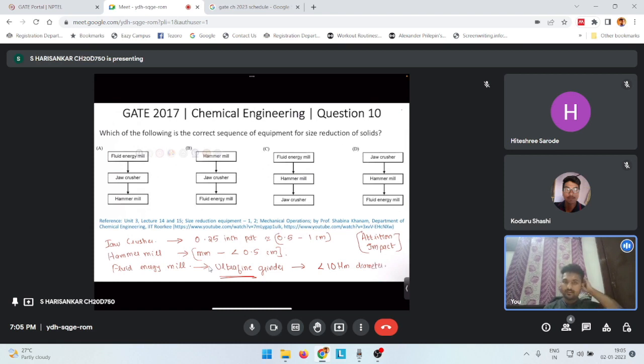So from this data, we can say that jaw crusher has the highest range of sizes for the product, that is followed by hammer mill, and this is then followed by fluid energy mill. So this order is followed only in option D. So the right answer here is option D, jaw crusher followed by hammer mill followed by fluid energy mill.